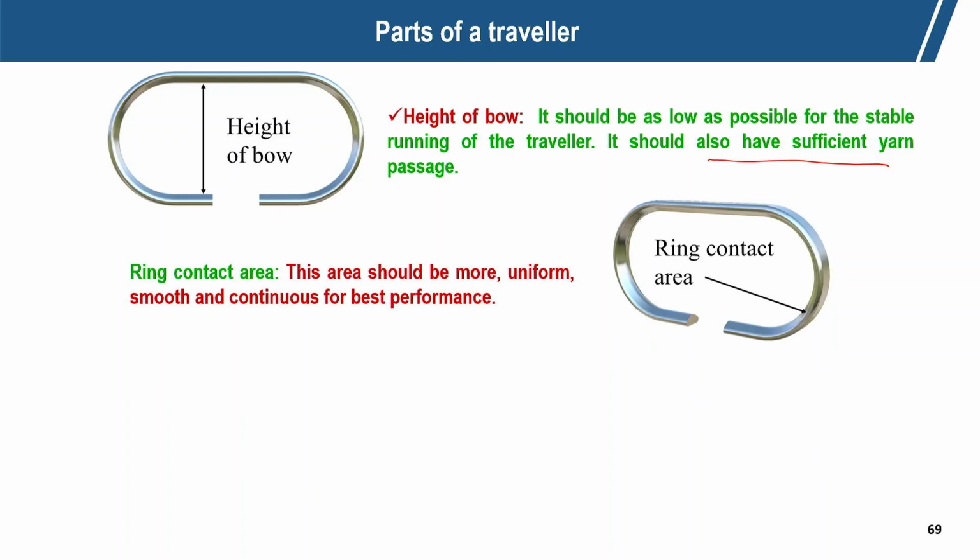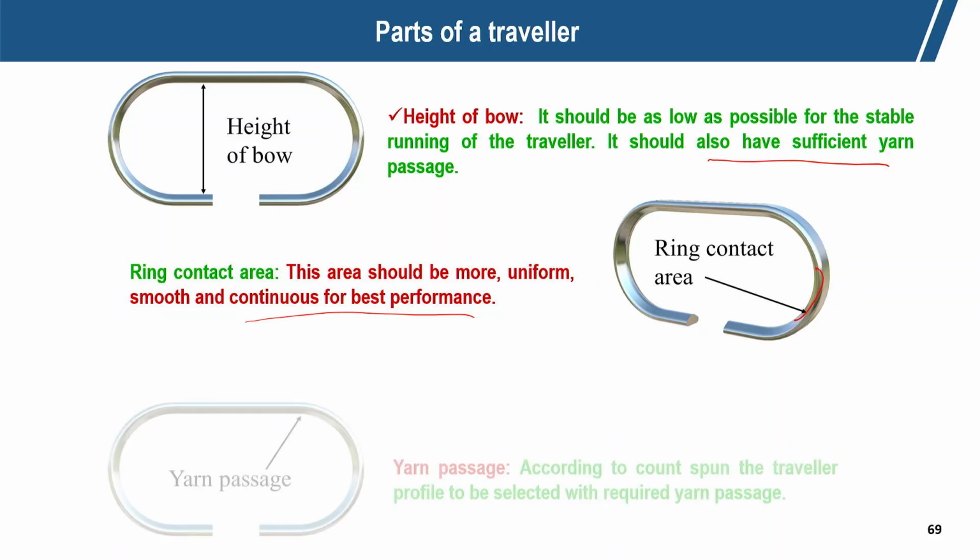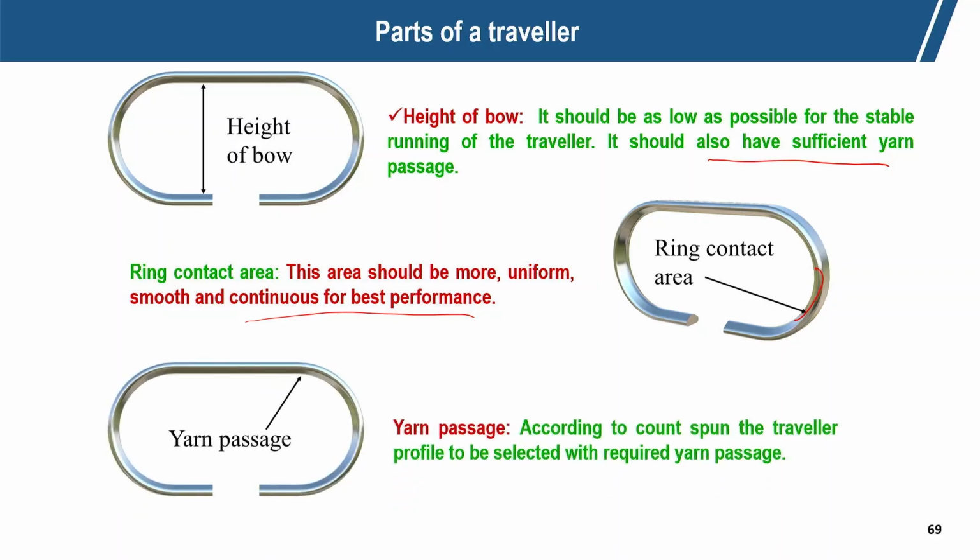Now, the contact area with the ring, this is the contact area. This area should be uniform, smooth and continuous for the best performance. More contact area means smooth running and better heat dissipation. And this is the yarn passage, which has to be set according to the count.